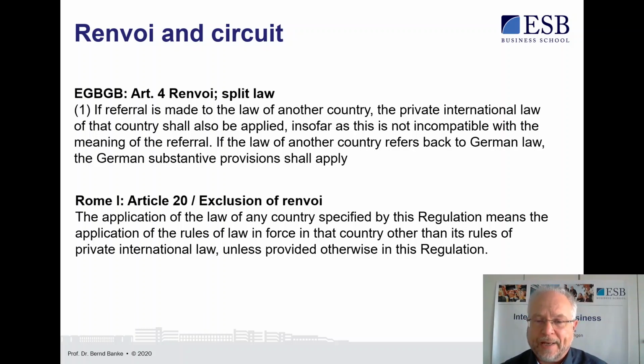The application of the law of any country specified by this regulation means the application of the rules of law in force in that country other than its rules of private international law. So if we once determined via the Rome 1 regulation or the CISG which laws will be applied on a contract, a sales contract, a rental contract, a service contract, a tax consultancy contract, or whatever, then these laws will be applied. We don't send them on and on and on and have the problems I just showed you with the renvoi. Okay?